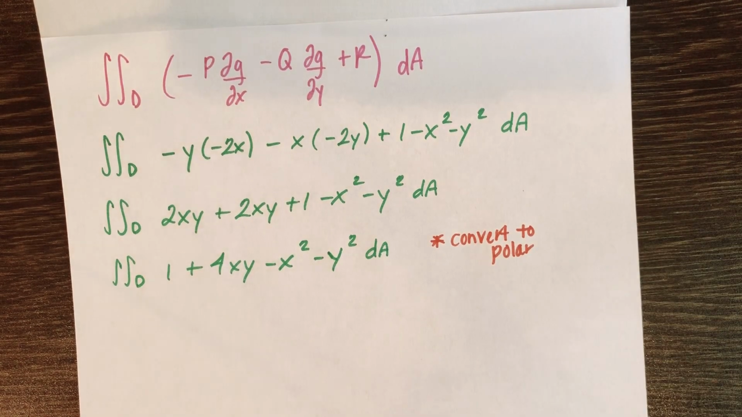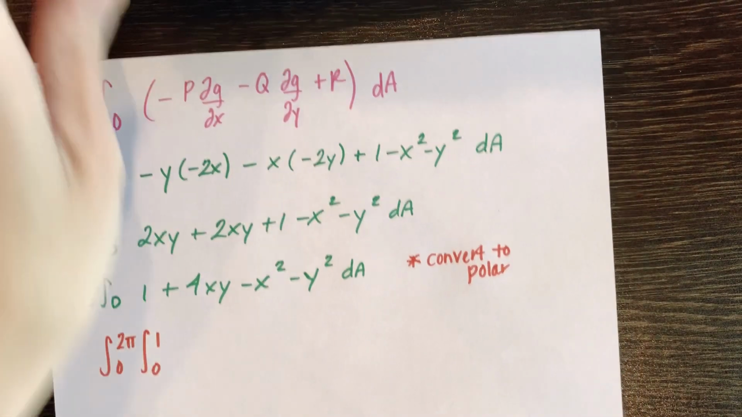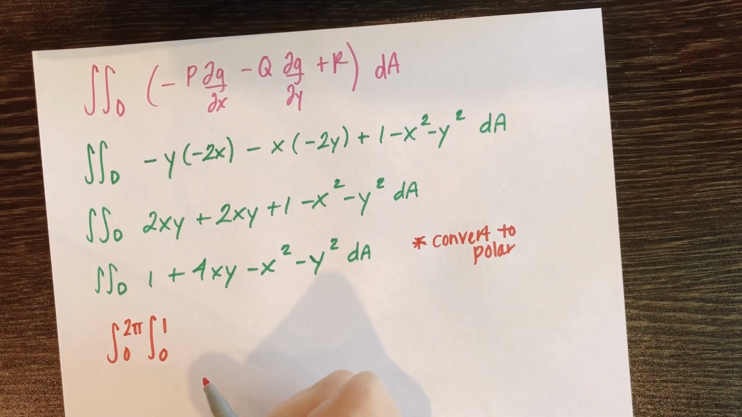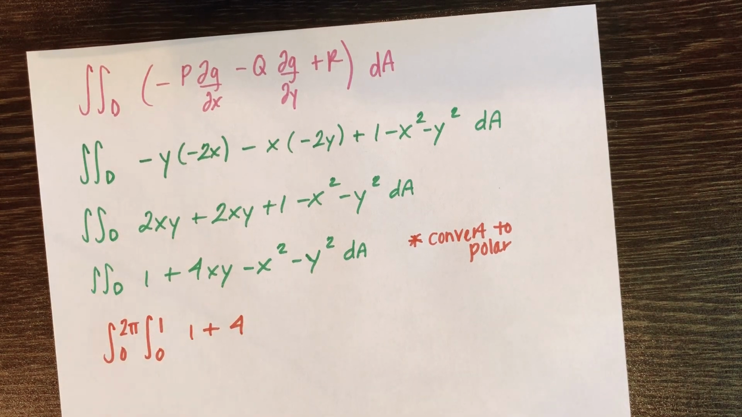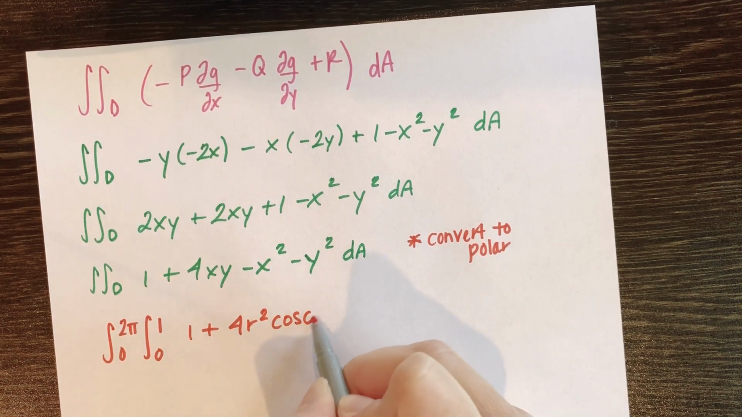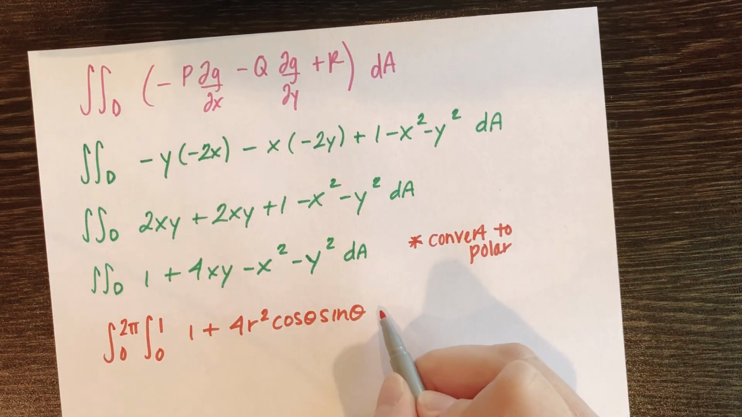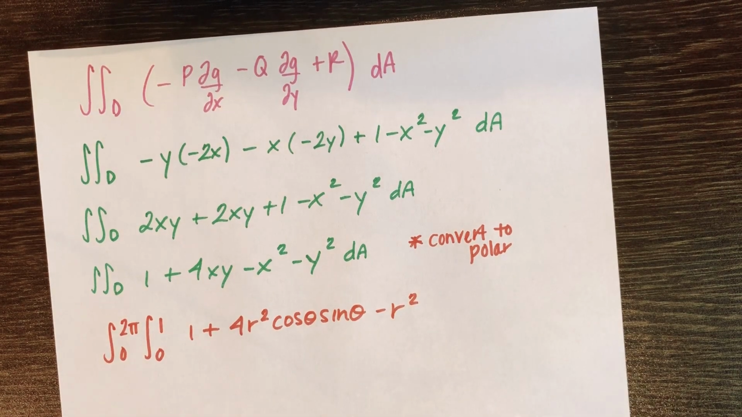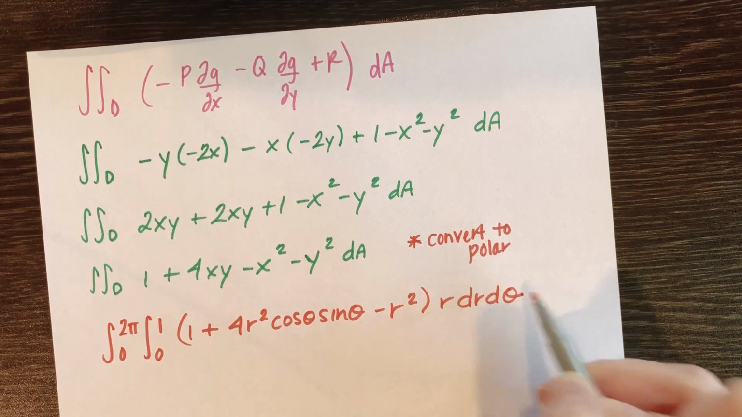So let's try that. We have our bounds 0 to 2 pi, 0 to 1. Remember we did x squared plus y squared equals 1. So I'm just replacing, so I have 1 plus 4. Instead of x, I'm going to have r cosine theta, and instead of y, I'm going to have r sine theta. So it's going to be 4r squared cosine theta sine theta. And then I have minus x squared plus y squared, which is r squared. But then I need my Jacobian, my extra r, dr d theta.